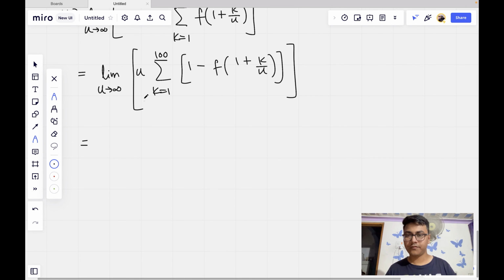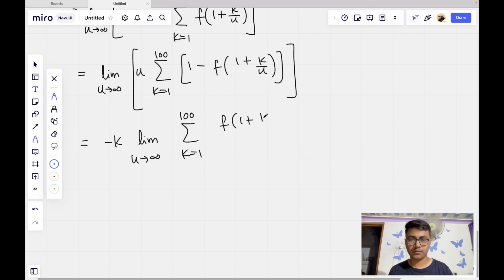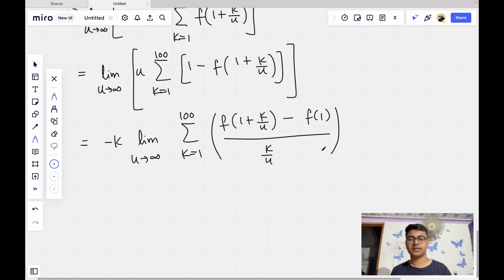Now we rearrange this. We bring this u down here and we multiply and divide by a k. We bring minus k outside and we get the limit as u tends to infinity of the summation, k goes from 1 to 100, of f(1 + k/u) minus f(1), over k/u. This k comes from this k. We multiplied and divided so that we can get a nice expression here.